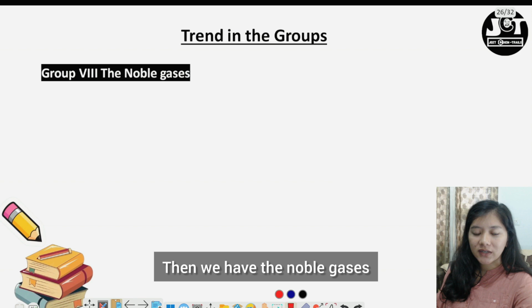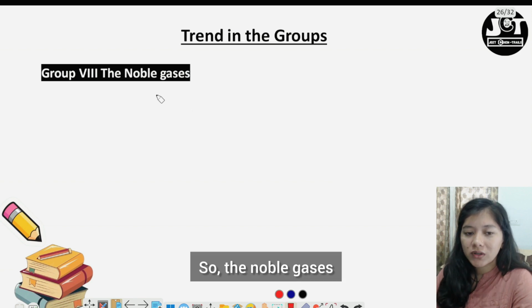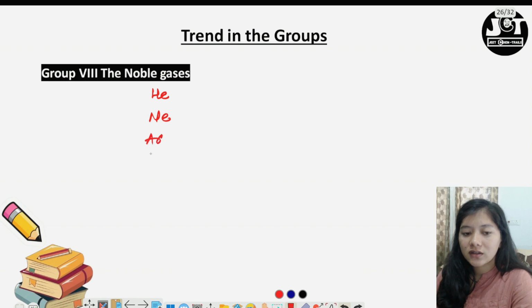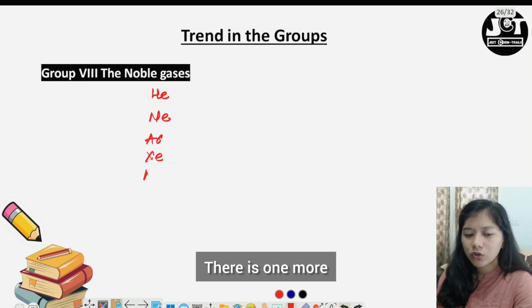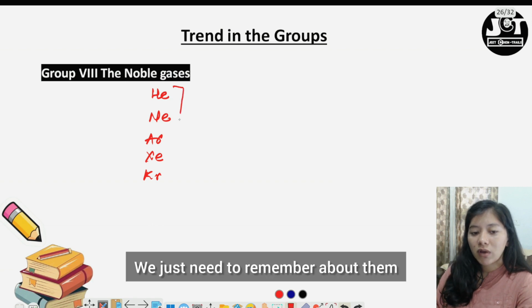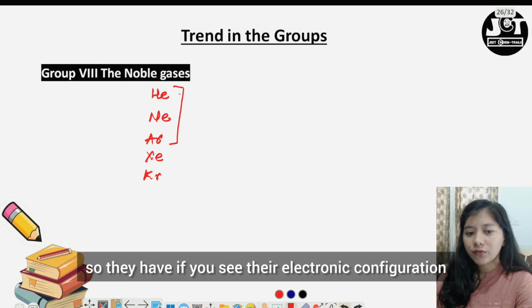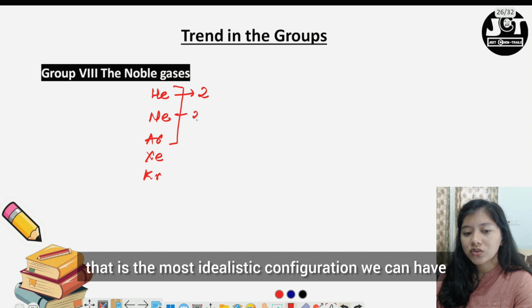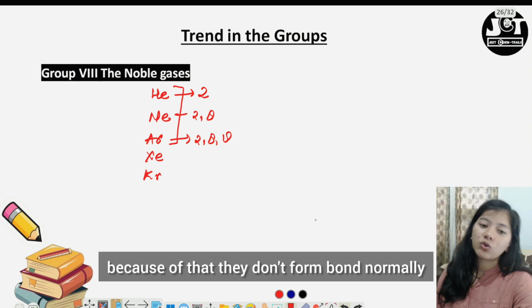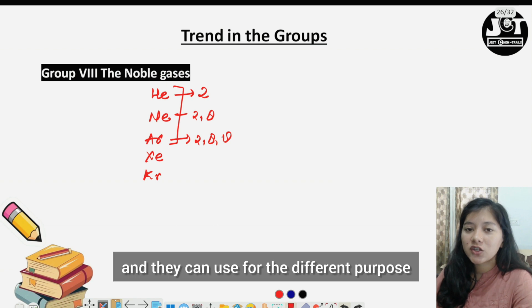Let's move on. Then we have the noble gases. The noble gases: we have helium, neon and argon, xenon and krypton. There is one more, but that is radioactive, so we don't need to consider it. We just need to remember about them. If you see their electronic configuration, that is the most idealistic configuration we can have, because their outermost shell is fulfilled, right? Because of that, they don't normally form bonds with other elements, and they can be used for different purposes.